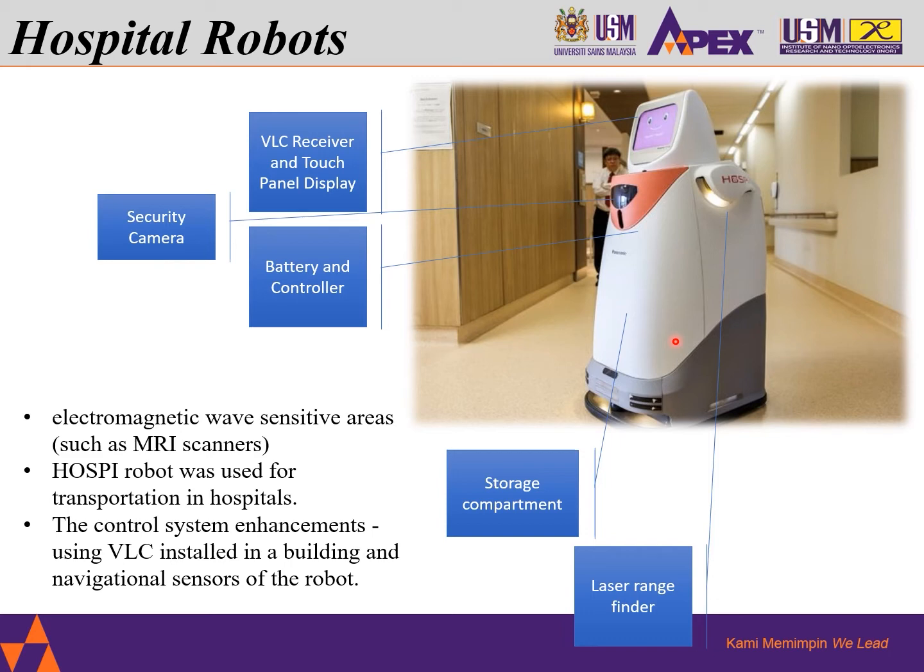The control system enhancements in HOSPI were made using VLC installed in a building and navigational sensors around the robot itself. So you have the security camera here, the VLC receiver, and also the touch display for the control management. Of course the key one is the battery and controller, and we have the storage compartment and also a laser range finder indicated here.